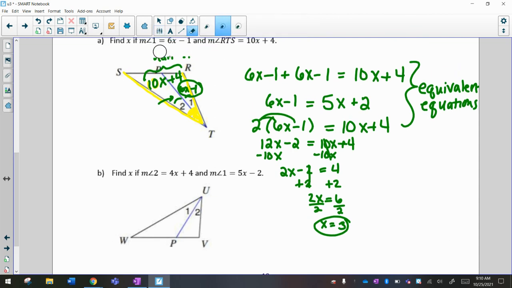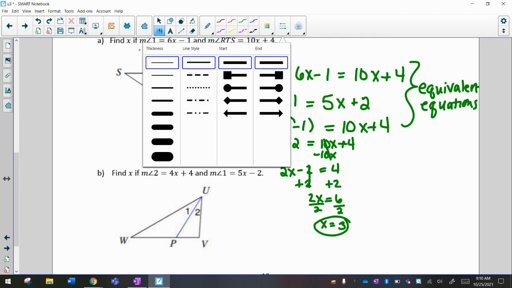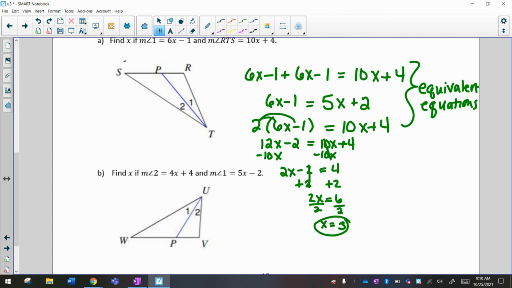And if I go back and see if that makes sense, if angle 1 here was 6x minus 1 and x is 3, 6 times 3 minus 1 is 17. The whole thing was 10x plus 4. 10 times 3 plus 4 is 34. 34 to 17, it got cut in half. So I am convinced that my answer is correct.